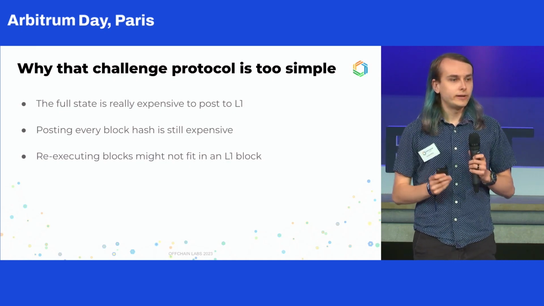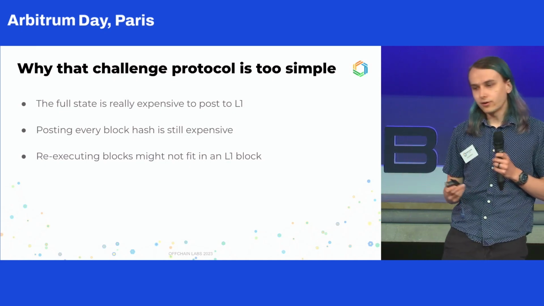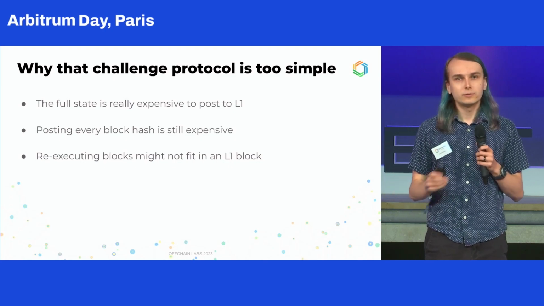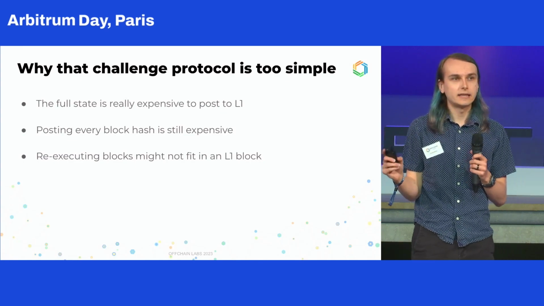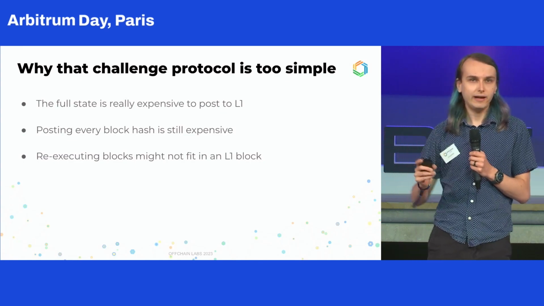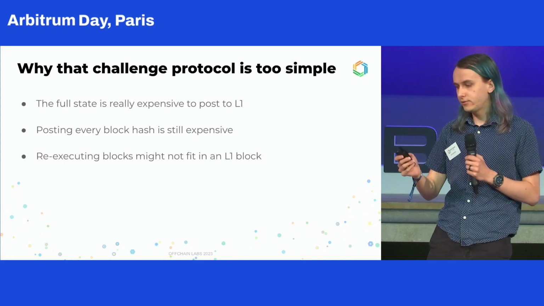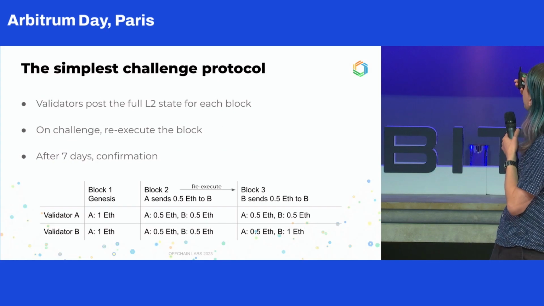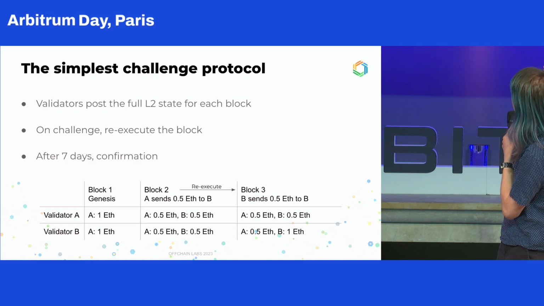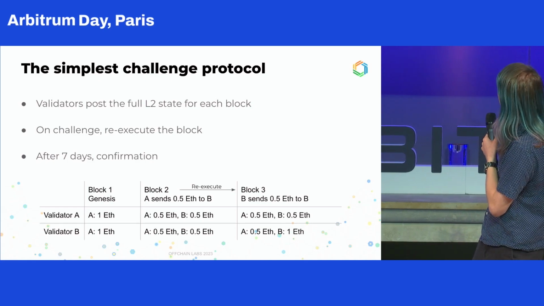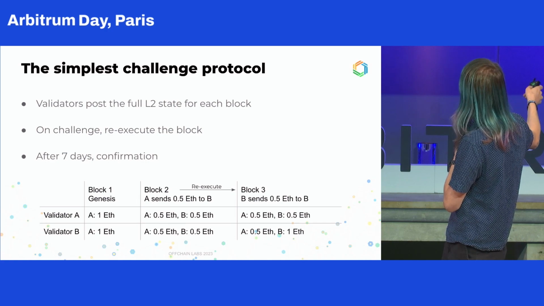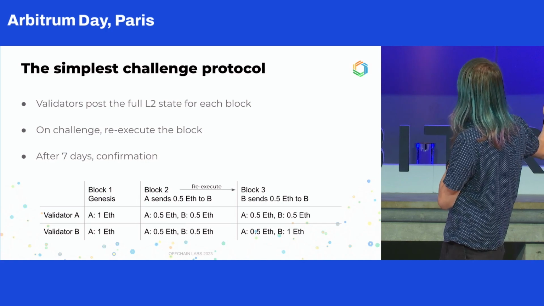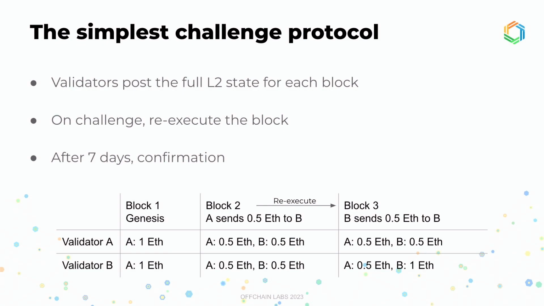So to fix that, we can use an interactive challenge protocol. The challenge protocol we looked at before was non-interactive, which meant that as soon as a challenge occurred, we could replay that execution and instantly determine who was right and who was wrong. By re-executing this transaction here, the rollup protocol on layer 1 would instantly know who was correct and who was incorrect, because it could re-execute this transaction against this state and see that validator A was correct and B was incorrect.